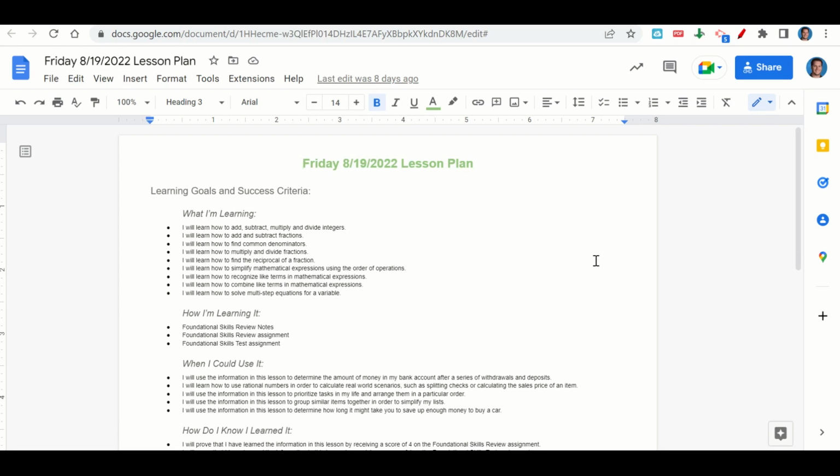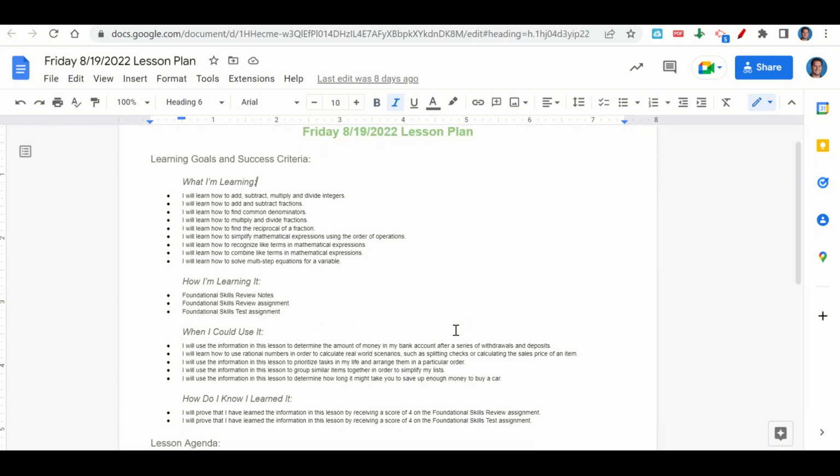To determine the amount of money in a bank account after a series of withdrawals and deposits, to calculate real-world scenarios such as splitting checks or calculating the sales price of an item, to prioritize tasks in your life and arrange them in a particular order, to group similar items together in order to simplify your lists, and to determine how long it might take you to save up enough money to buy a car.